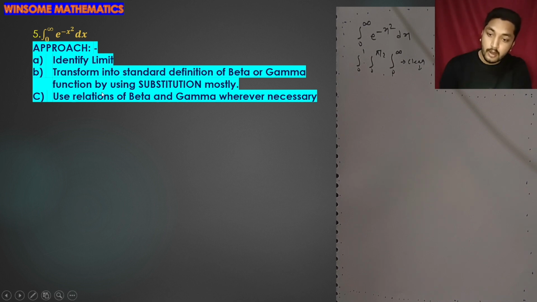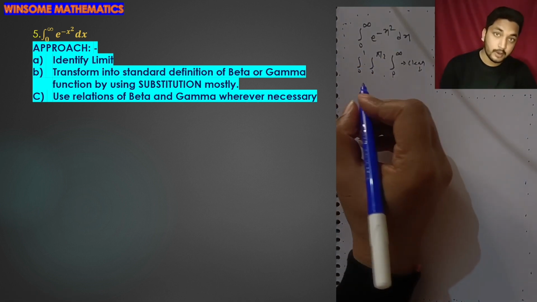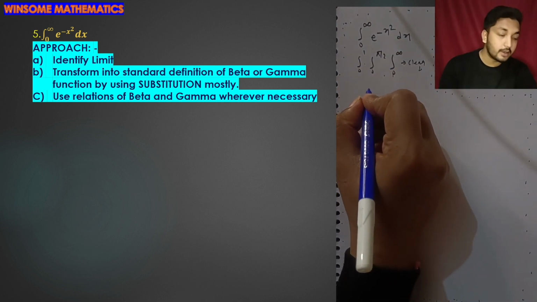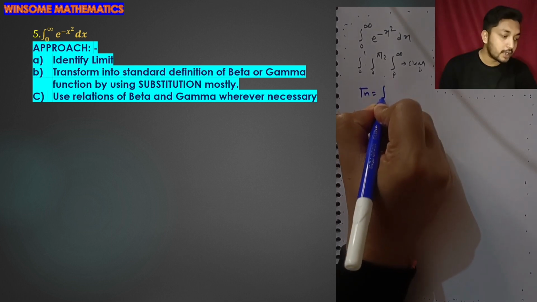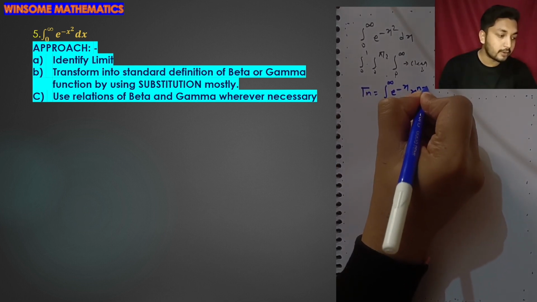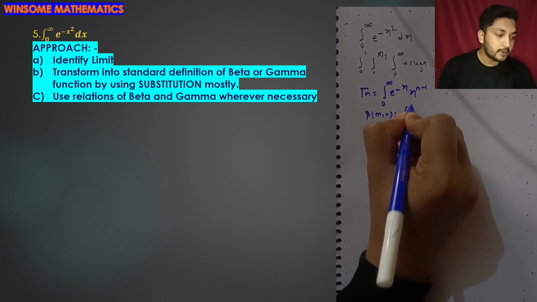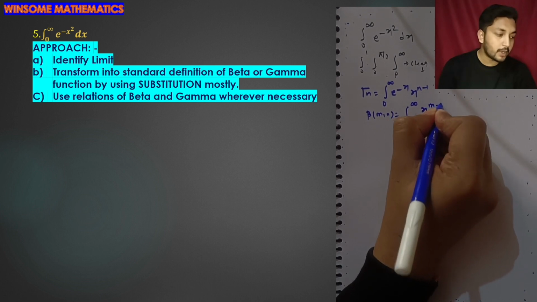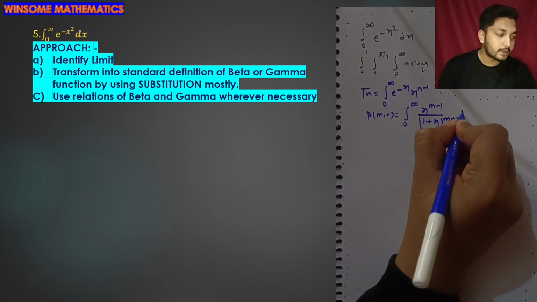Now we have to transform, mostly by substitution. So here, just write the definition of beta and gamma. If you are not writing, then please keep it in your mind. Now I am writing it. Gamma n is equal to the integral from 0 to infinity of e to the power minus x and x to the power n minus 1 dx. And what was beta? Beta m, n is equal to the integral from 0 to infinity of x to the power m minus 1 times 1 upon (1 plus x) to the power m plus n, and this is dx.